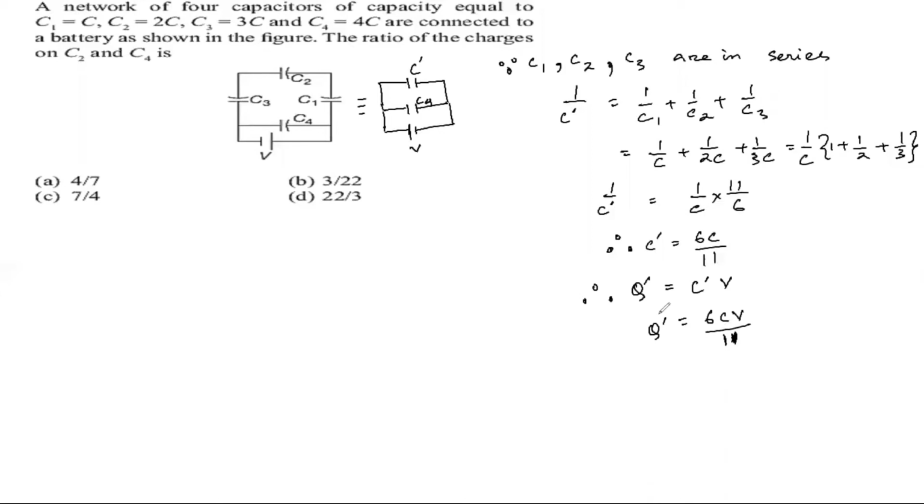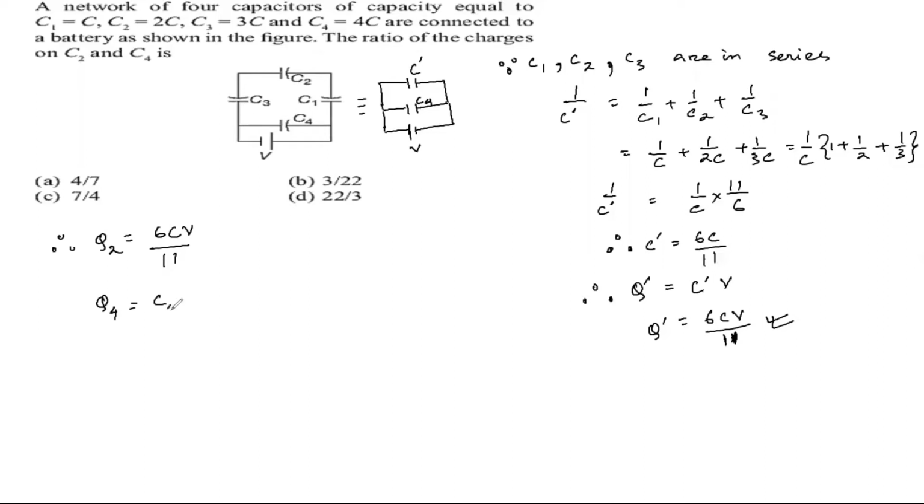So that same charge is going to flow through the C3 capacitor, C2 capacitor, and C1 capacitor. Why? Because they are connected in series. Therefore, if I want to know how much charge we have in the C2 capacitor, it would be the same Q dash, which is 6CV by 11. So this is our first charge, through the C2 capacitor.